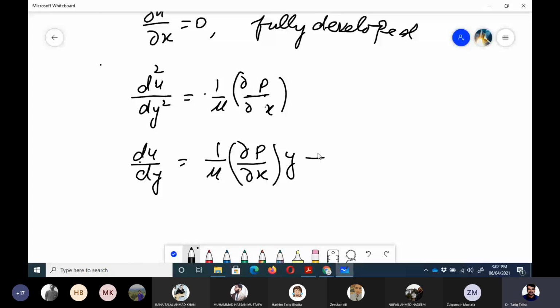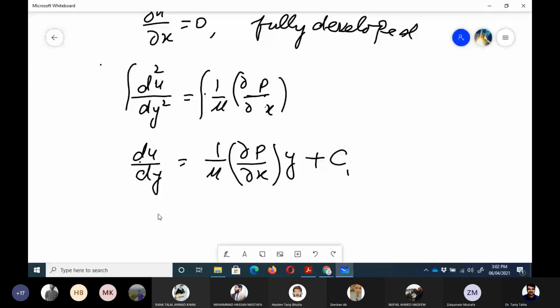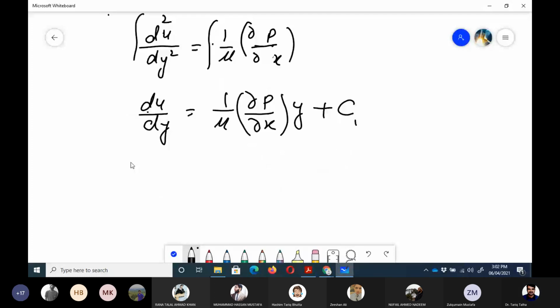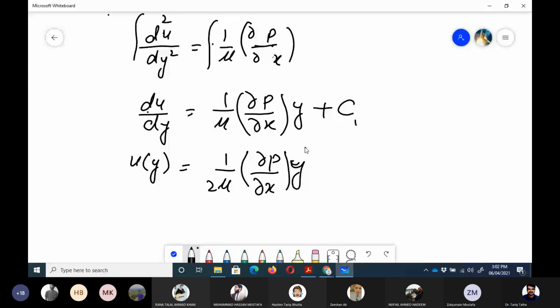C1, why are we writing C1? Because we have taken an indefinite integral. Now, if we want to find the value of u, which is a function of y, it would be equal to 1 upon 2 mu partial p by partial x y square plus c1 y plus c2.